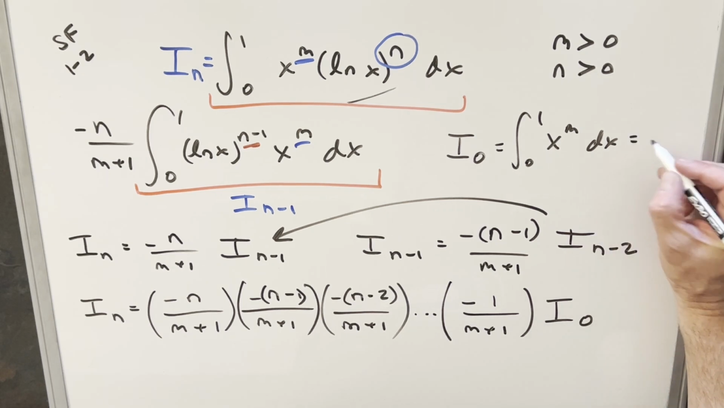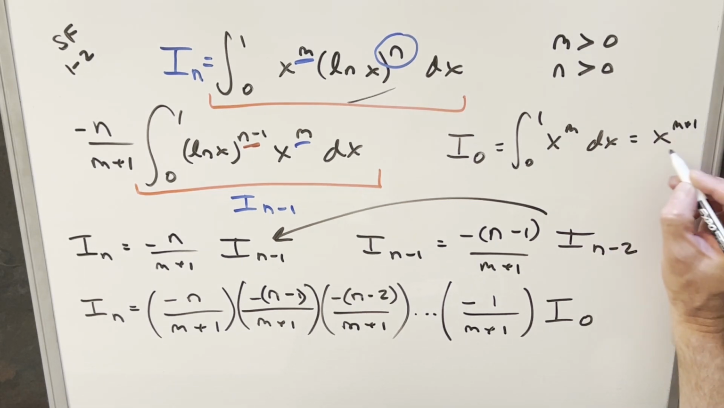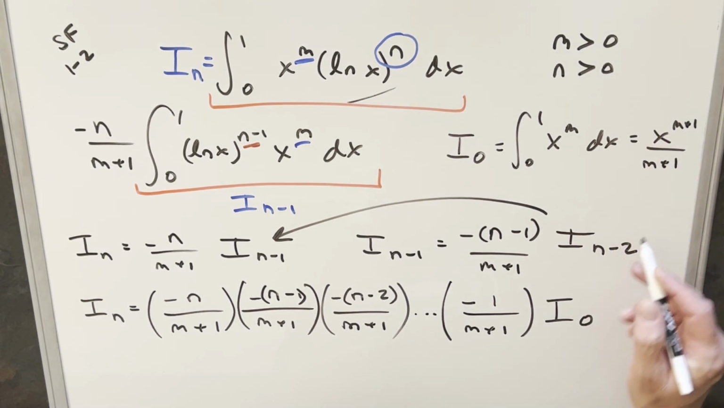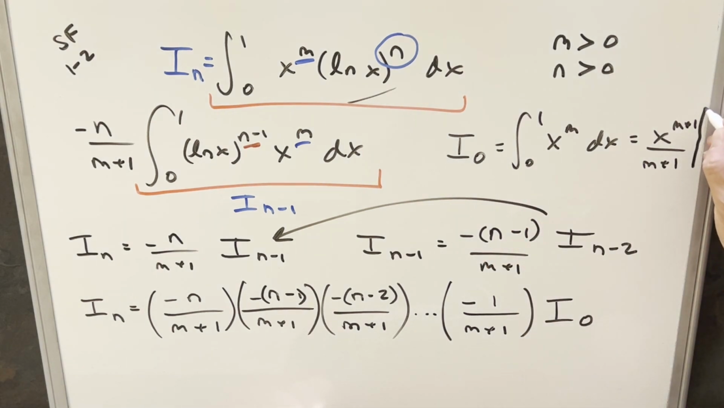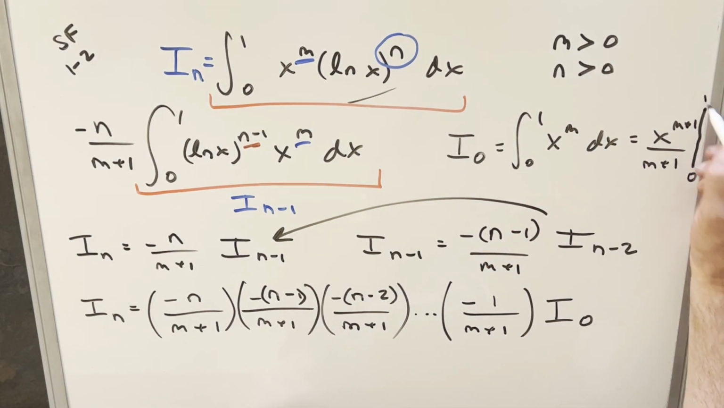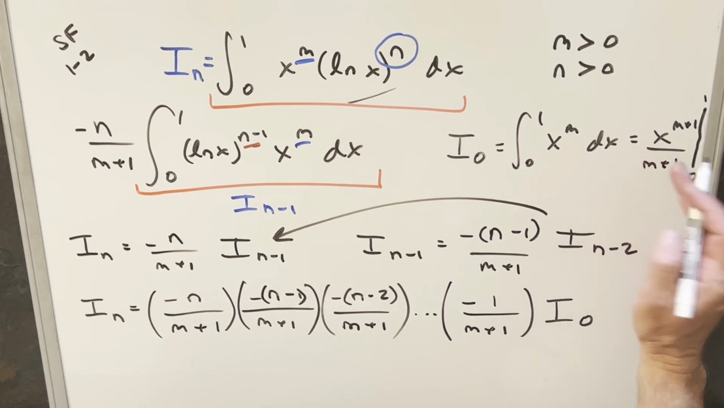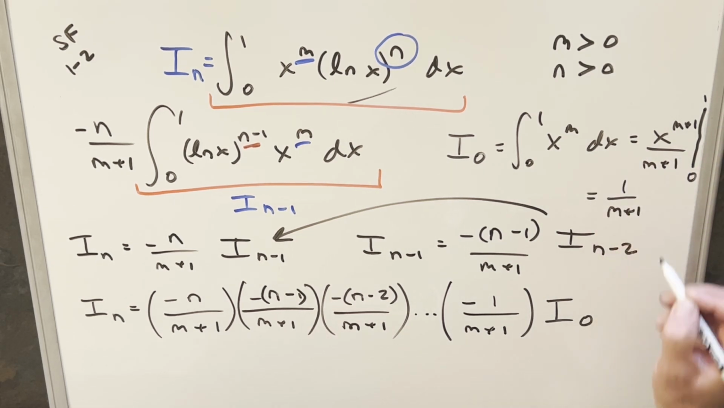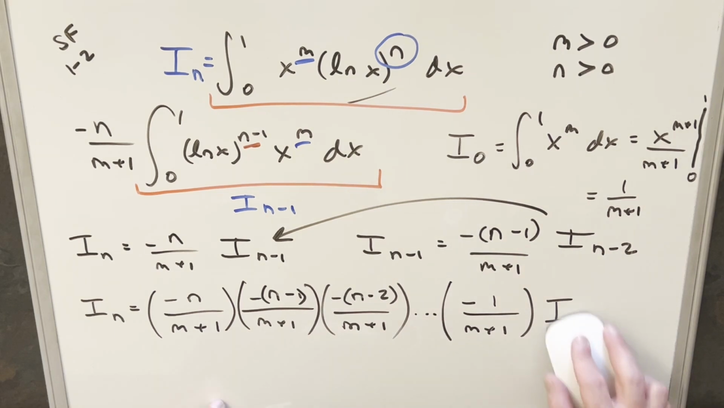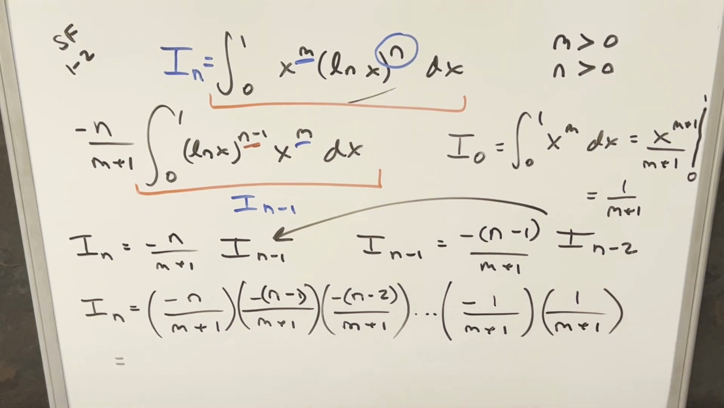So let's just do this really quick. This is just going to be power rule, x to the m plus 1 over m plus 1. I didn't give myself enough room, but we're evaluating from 0 to 1. When you plug in 0, it's 0. You plug in 1, it's just 1 over m plus 1. So here for our I sub 0 value, I'll just replace that and plug in right here a 1 over m plus 1. So I think from here we can put this expression together in order to finish it off.